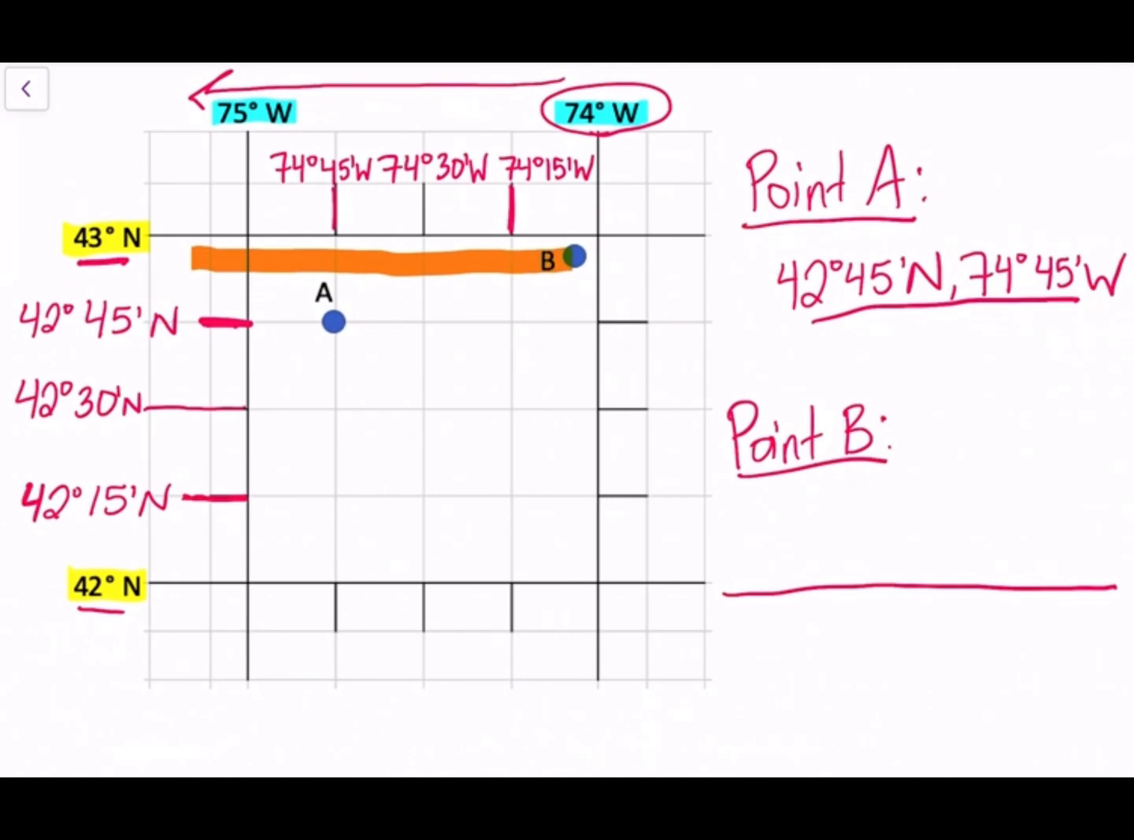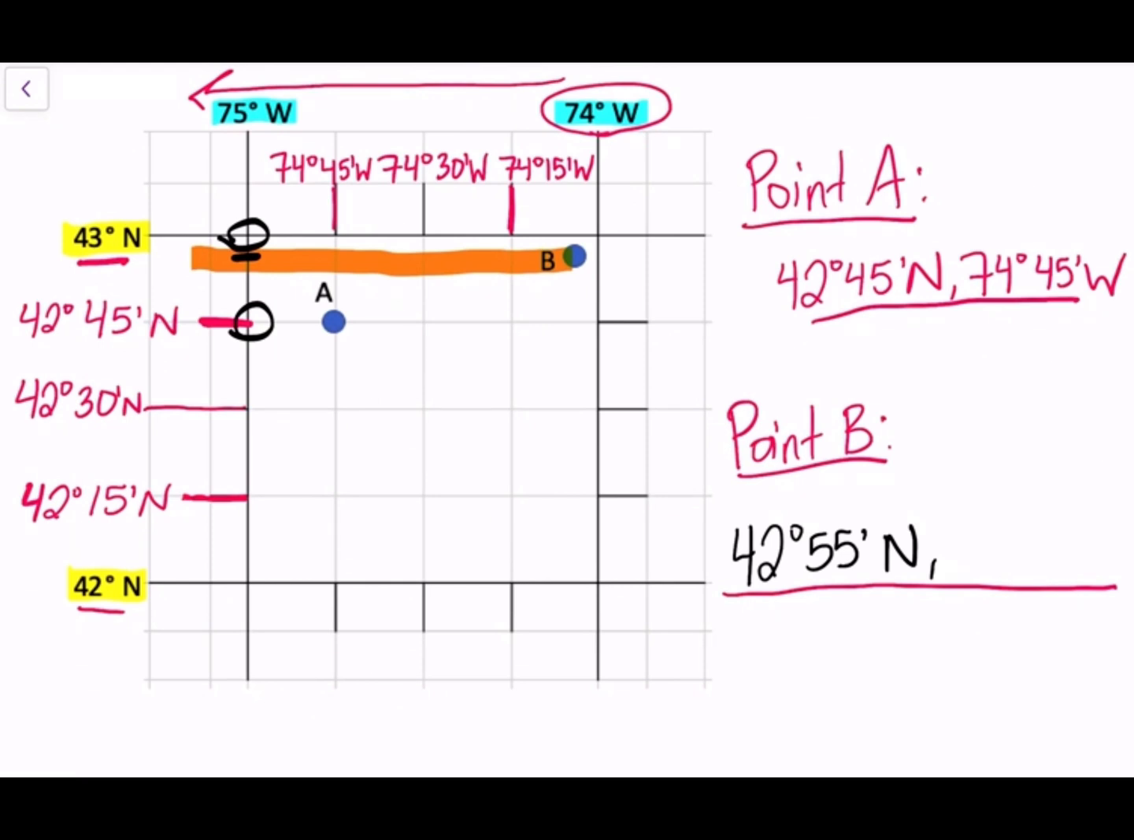So I'm going to make an educated guess here. I'm going to estimate how far it is in between 45 minutes and 60 minutes. I will say that the latitude of point B is about 42 degrees and let's say 55 minutes north. I'm saying 55 because it's right about here. It's not quite 60, but it's definitely closer to 60 than it is to 55.